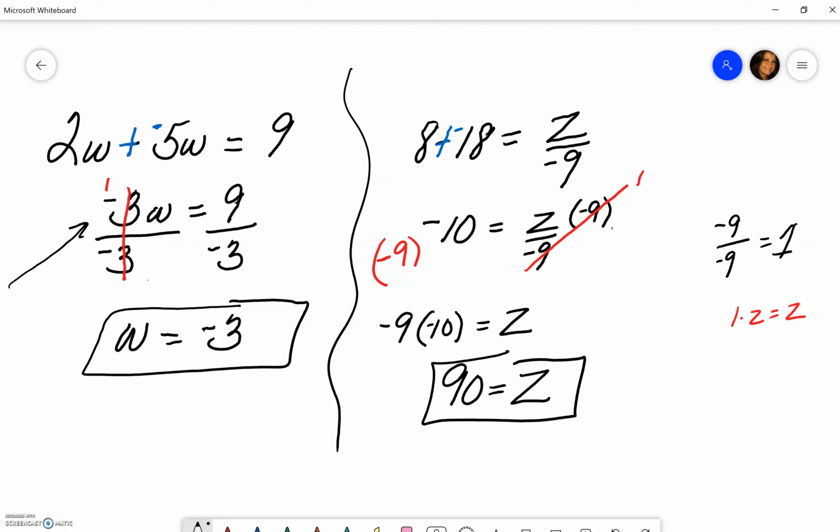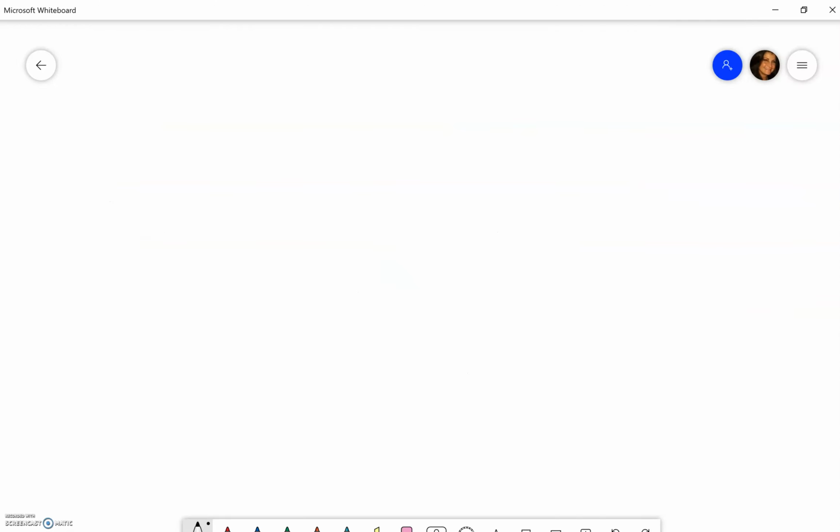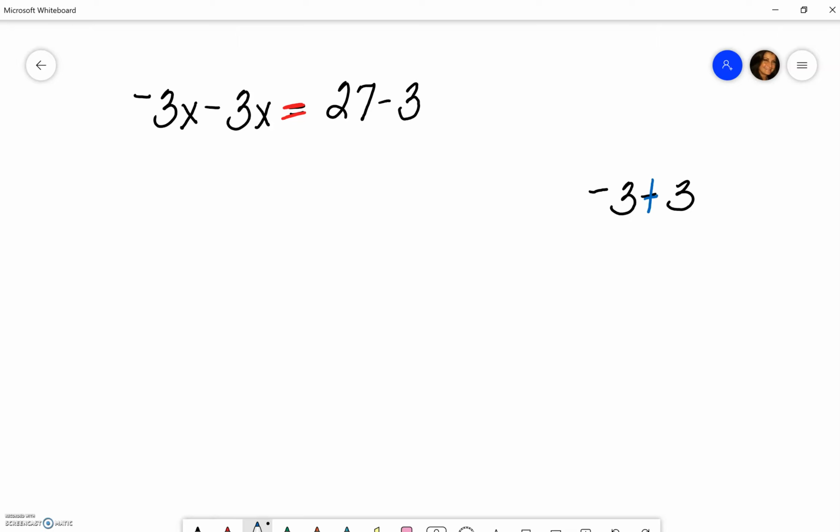All right, so another example, let's clear that out. So if we had something like this, negative 3x minus 3x equals 27 minus 3. Well, before I start shifting things around so I can get the letter isolated, I can immediately see that I can combine on both sides of the equation. So on the left side, that's the same thing as negative 3 minus 3, which we know we convert that to a plus, make that the opposite. So this answer here is going to be a negative 6. So over on this side, we get negative 6x.